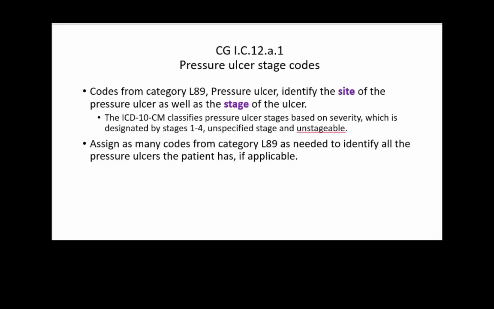Category L89 is for pressure ulcers, and it identifies both the site of the ulcer as well as the stage of the ulcer. So you're going to see them as subterms for the various stages as well as where they are. And we'll be talking a little bit about the difference between an unspecified stage and an unstageable ulcer. They are two different things.